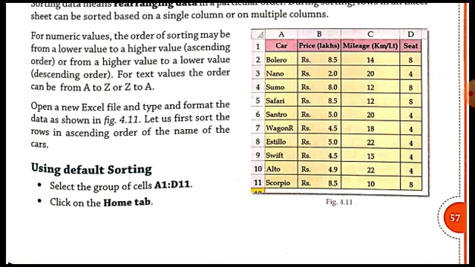Now, what are the steps for this? First of all, select the group of cells from A1 to D11. A1 to D11 is the group of cells which has the data on which you want to apply the sorting.